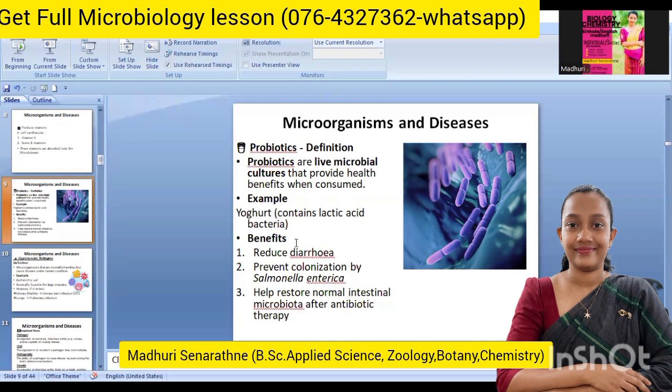What are the benefits of lactic acid bacteria? They reduce diarrhea. They prevent colonization by Salmonella enterica. They help restore normal intestinal microbiota after antibiotic therapy. So microorganisms are not always our enemies. Some microorganisms can actually contribute to maintaining health.